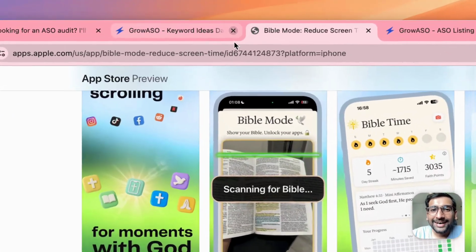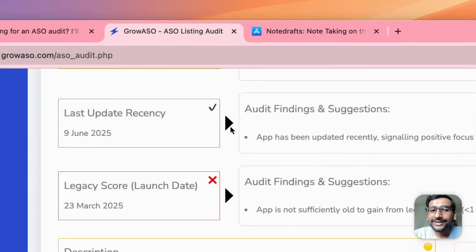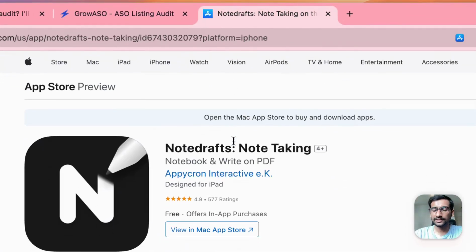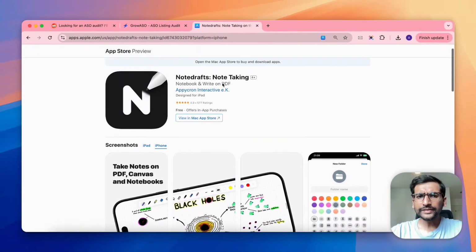Okay, I think I'm losing my breath. Last one. I'm still doing all of this. While it does this, let's look at the app listing. So we already talked about the title and subtitle.